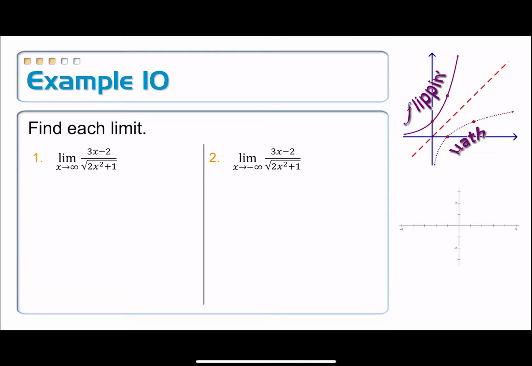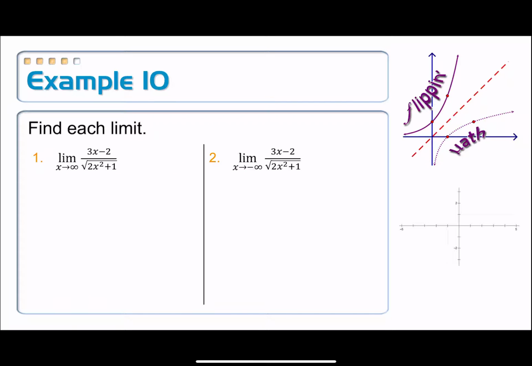We're back for example 10. Again, find each limit. Limit as x approaches infinity of (3x minus 2) over the square root of 2x squared plus 1. And over here on number 2 is the same thing, except we're going to negative infinity. So these are limits at infinity.